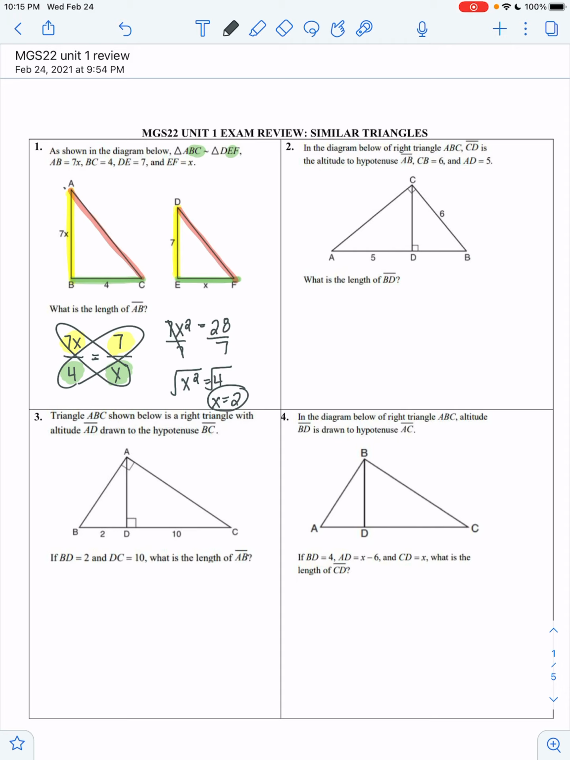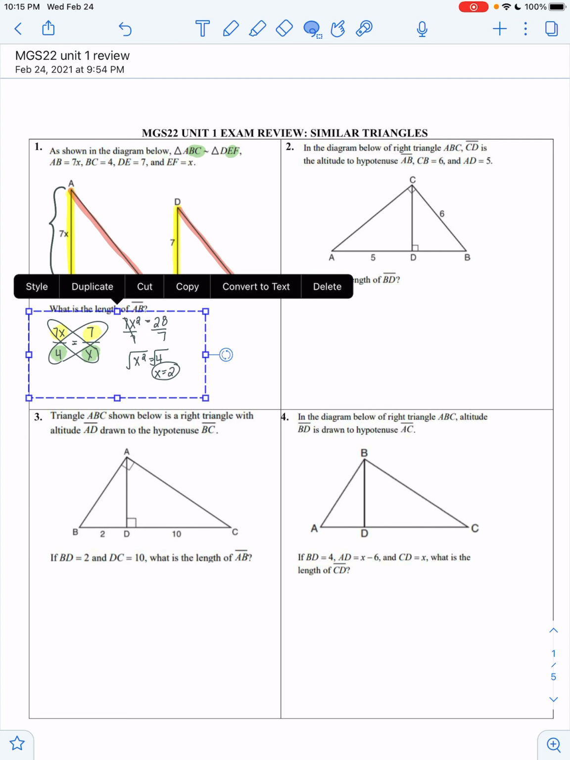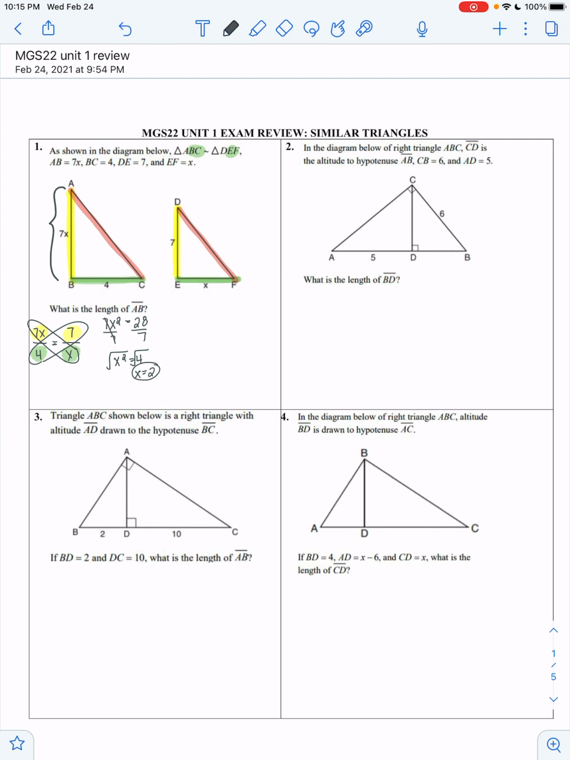We're looking for the length of AB. And AB was equal to 7x. So if AB is equal to 7x, then we must plug in 2 for x, and we get AB is going to equal 14.